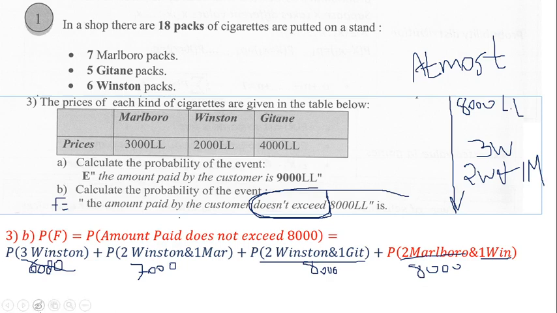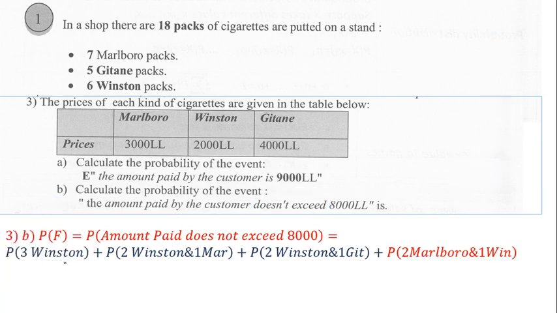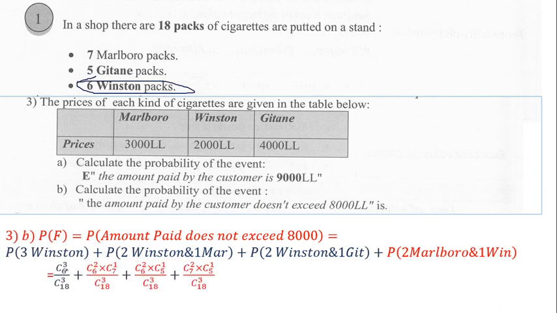So how do we get the probability of these cases? I want 3 Winston. I have 6 Winston, the desired is 3. Okay, 3 out of 6. I need 2 Winston, the desired is 2, 2 out of 6. And 1 Marlboro. So this is the answer.